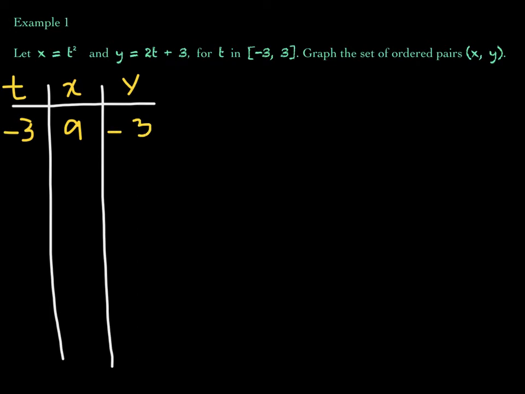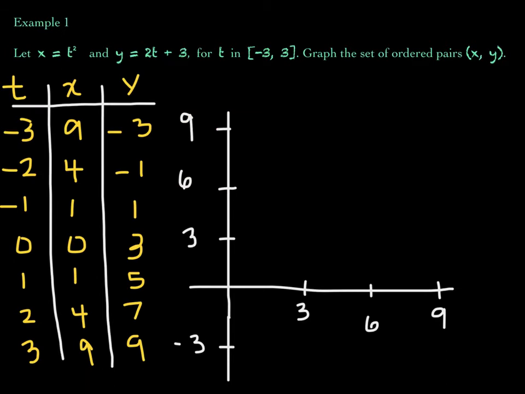Let's choose now a different value for t. How about -2? Remember that x is t squared, so -2 squared, which will be 4. Remember that y is double your t value, so 2 times -2, which is -4, plus 3, which is -1. Let's continue doing this for different values of t. So I went ahead and plugged in -1 for t, 0, 1, 2, and 3.